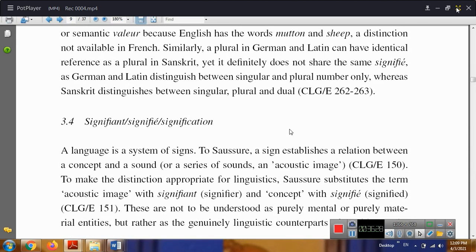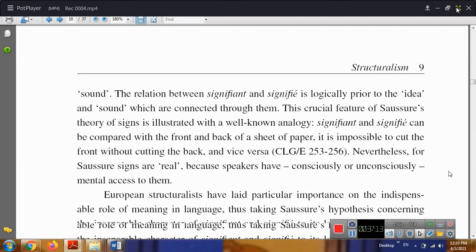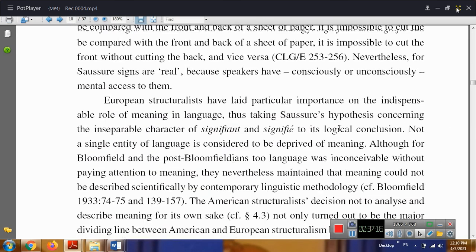And other details. About the significant, signify, and signification, they were other concepts which Saussure paid attention to. We told you that Saussure considered language as a system of signs, in which a sign establishes a relation between the concept and the sound. To make a distinction appropriate for linguistics, Saussure substituted the term acoustic image with significant or signifier, and concept with signifie or signified. Signifie and signified are the same, and significant and signifier are the same too. Sometimes we consider sound as the signifier, and its meaning as the signified. You should know these terms.